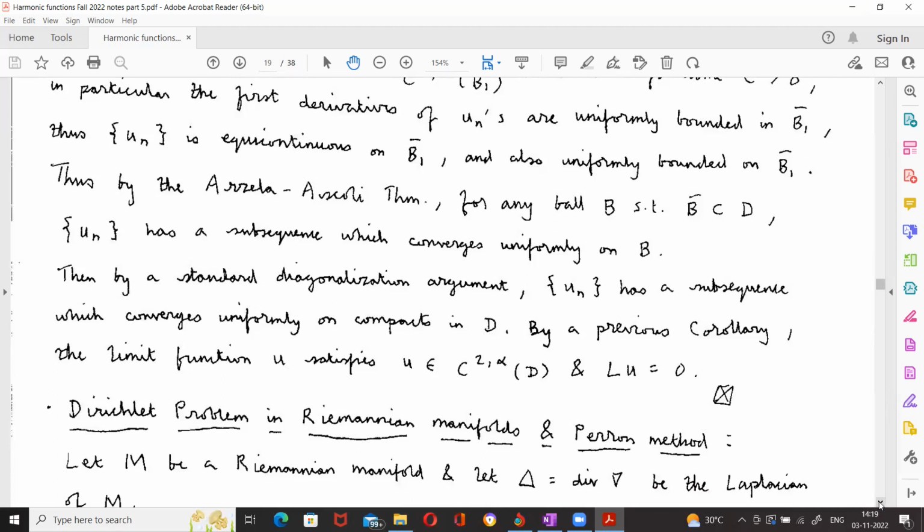So the key is the Schauder estimates. Those are non-trivial. So if you want to look up the proofs, you can look at the book of Gilbarg and Trudinger. Those are quite non-trivial. It takes quite a lot of work. So we're not going to do that.